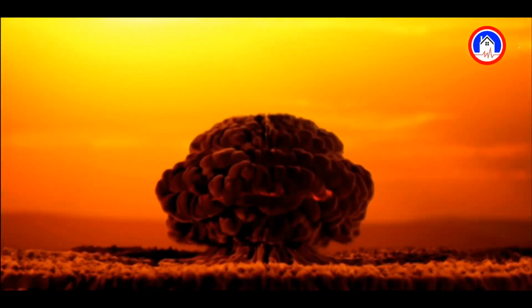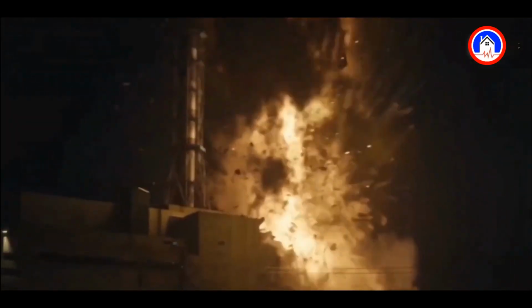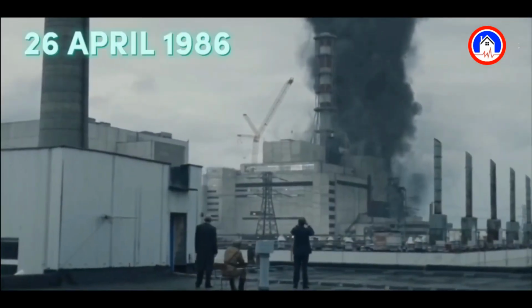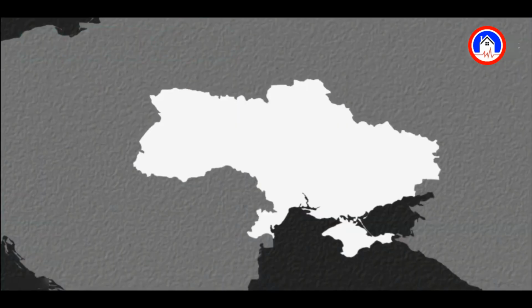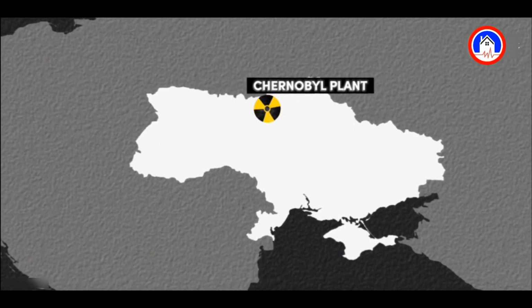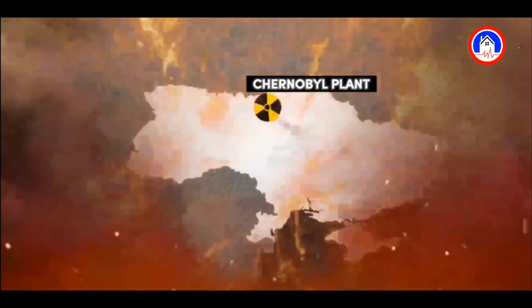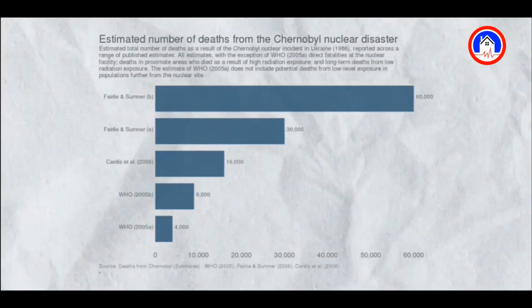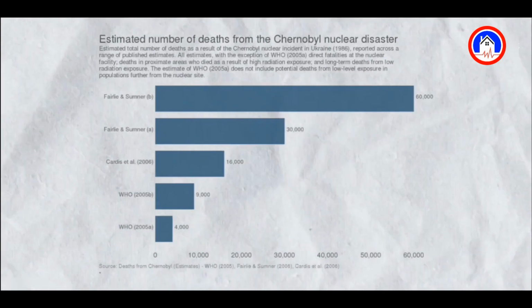Today, we'll be discussing the Chernobyl disaster. The Chernobyl disaster is one of the most catastrophic nuclear accidents in human history. It occurred on April 26, 1986, at the Chernobyl nuclear power plant in the north of Ukraine. The explosion and the following radioactive fallout not only caused environmental damage, but also resulted in numerous casualties and affected the health of thousands of people.